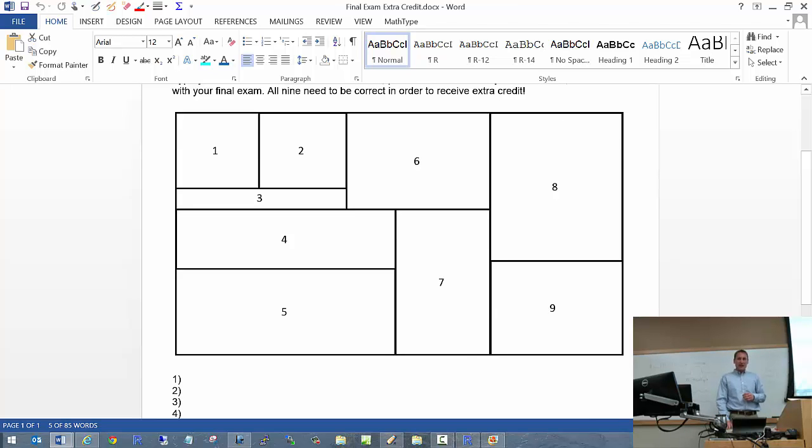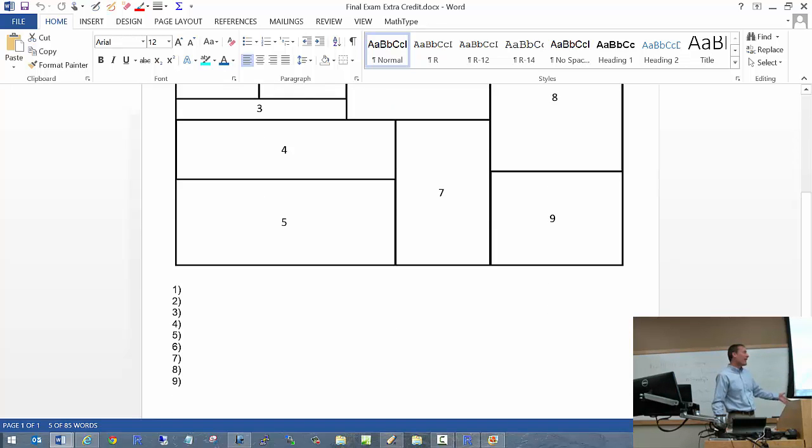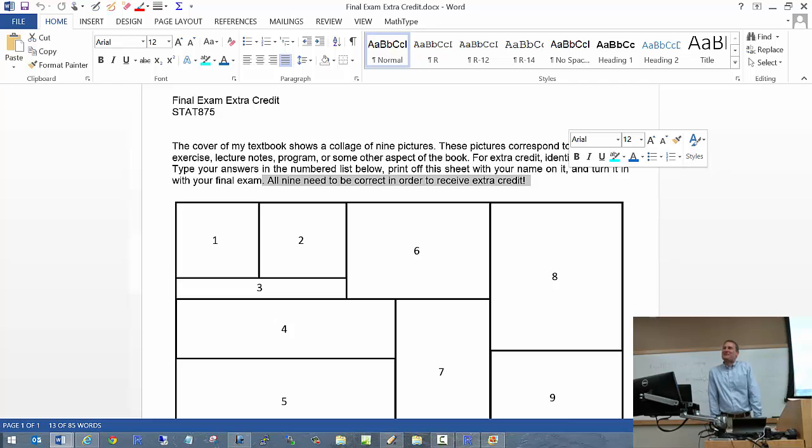A lot of these are going to be easy. I anticipate that there's going to be 1 or 2 that might be a little bit more difficult. So just simply type in your answers here, and do note, and I can do this especially since it's extra credit, you need all 9 correct. How many points is extra credit? I haven't decided yet. So, I mean, it's going to be worth your while.